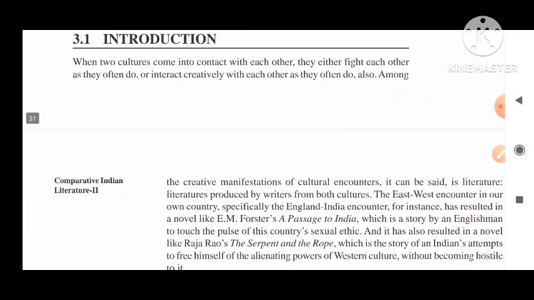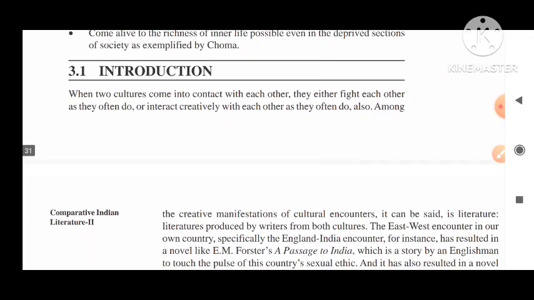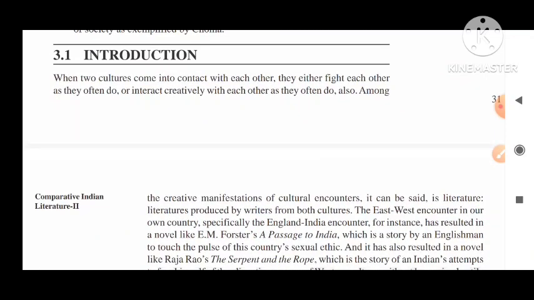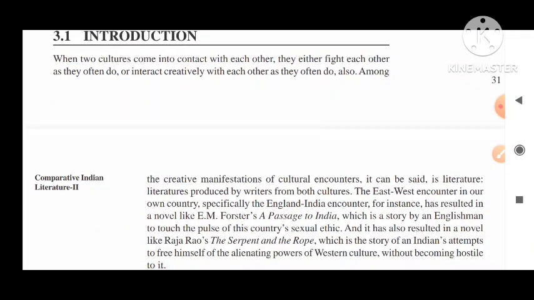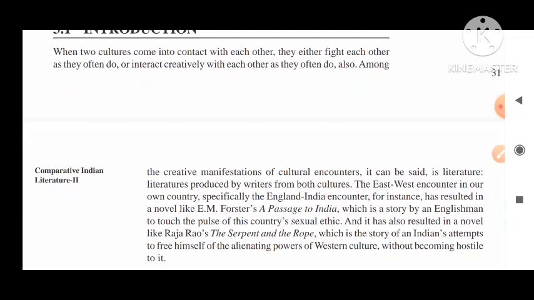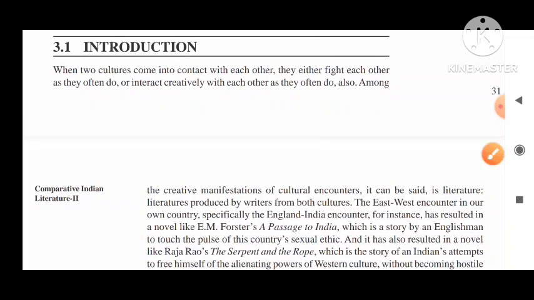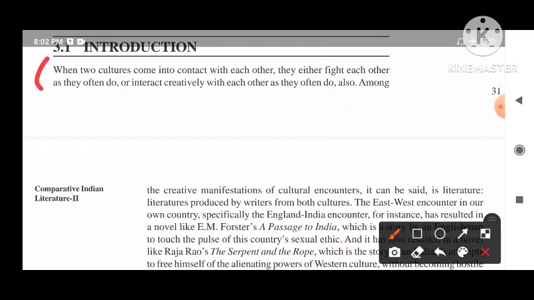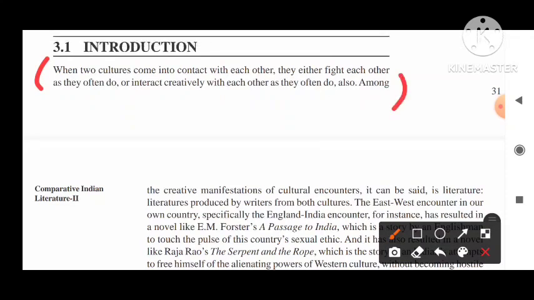When two cultures come into contact with each other, they either fight each other as they often do or interact creatively with each other as they often do. Okay, here are the very important points you can note down. When two cultures come into contact with each other, they either fight each other or they interact creatively with each other.